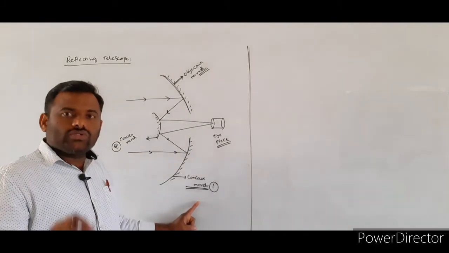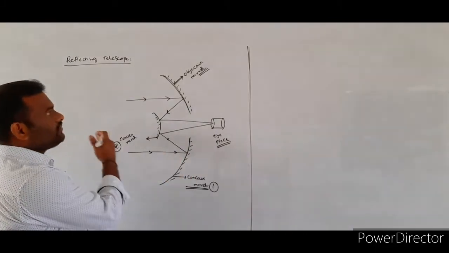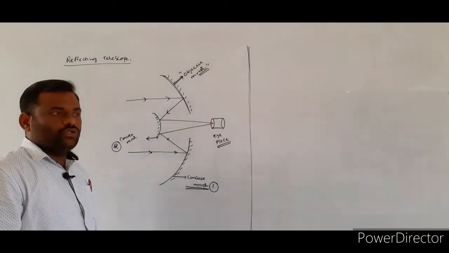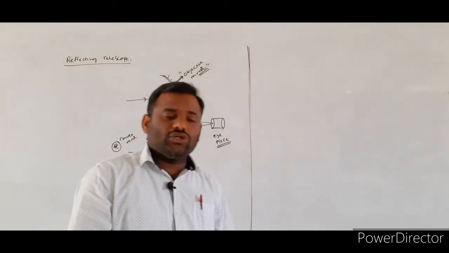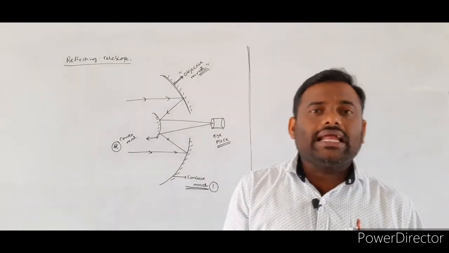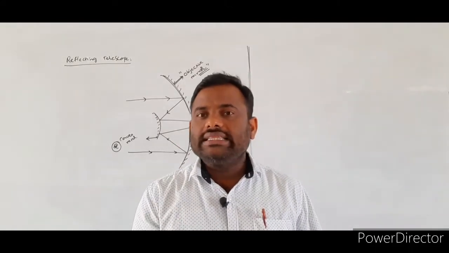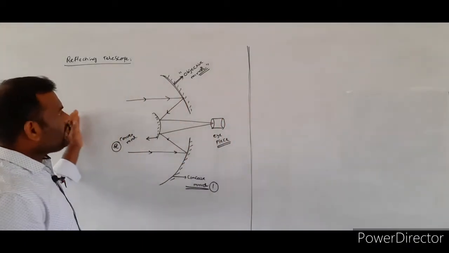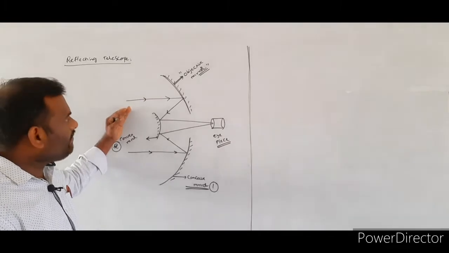A concave mirror. The mirror which is facing towards the object, that mirror we call the objective mirror. What is the meaning of the objective mirror? The mirror which is facing towards the object, or which is receiving the light rays from the given object, that mirror is called the objective mirror.